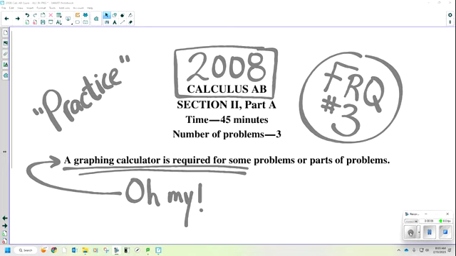Fan-diddly-tastic morning here. It's a fantastic morning to do some math and some calculus. Today, we are going to do free response question number 3 from the 2008 AP Calculus AB practice exam. Thank you, College Board. We get to use a graphing calculator for this problem. Weird, because in other tests, we only get the graphing calculator for problems 1 and 2 on the free response section. But this one, we actually get the calculator for the first 3 problems.